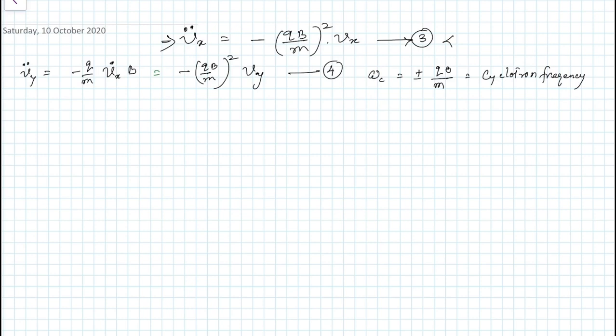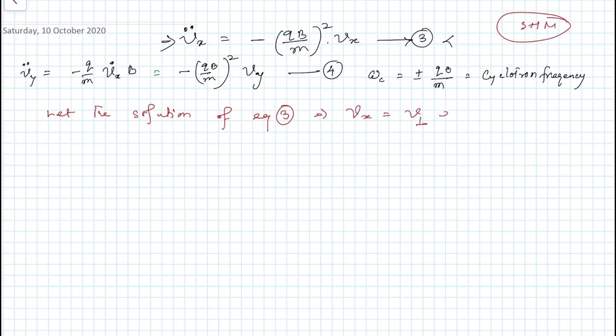Now as these equations are in the form of the equation of motion of simple harmonic motion, we can assume their solutions like this. Let the solution of equation number 3 be Vx equal to V perpendicular e to the power i omega c t. Okay, this is equation number 5.